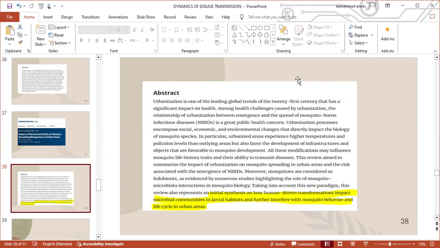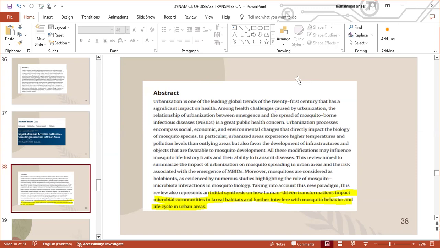The urbanization process encompasses social, economic, and environmental changes that directly impact the biology of mosquito species. So all these modifications may influence mosquitoes' life history traits and their ability to transmit disease. This review aimed to summarize the impact of urbanization on mosquito spread in urban areas and the risk associated with the emergence of mosquito-borne infectious disease.